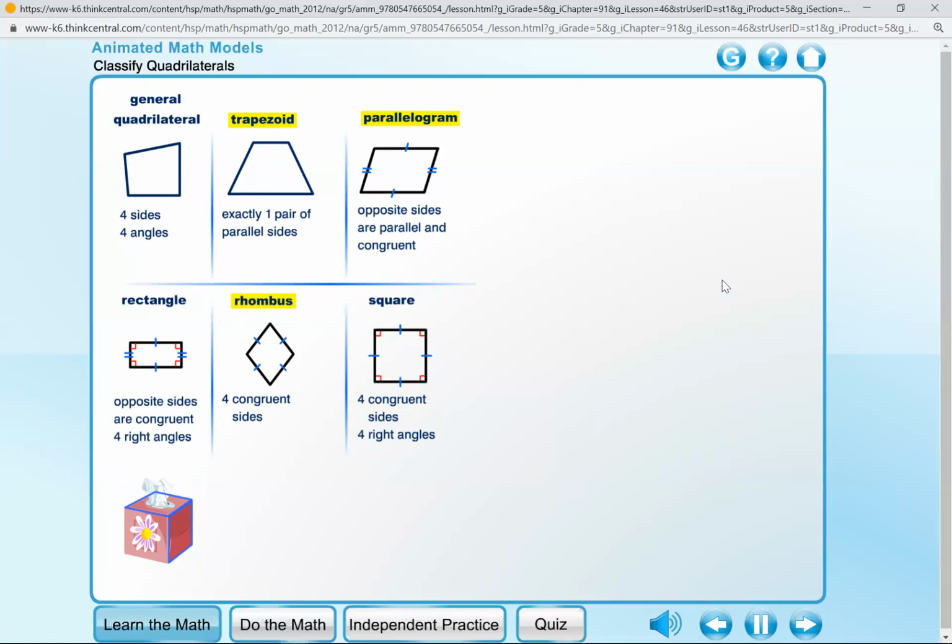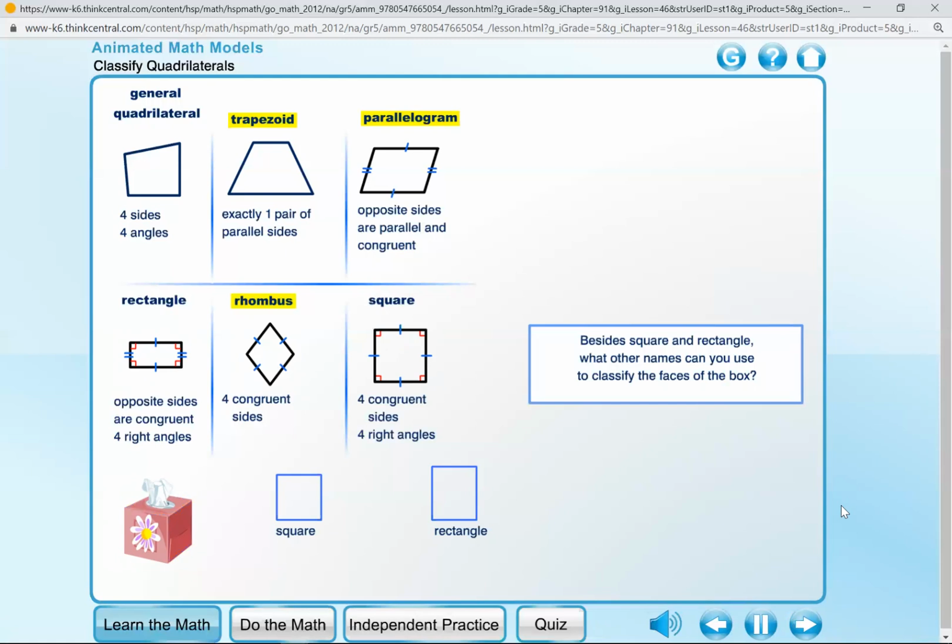So, the face of the top section of the box shows a square. And the face of the lower section shows a rectangle. Besides square and rectangle, what other names can you use to classify the faces of the box? Click this button for an answer.